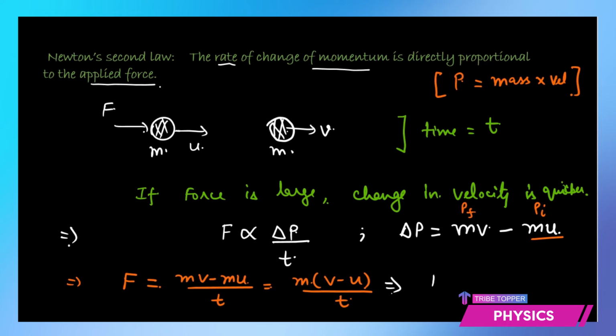This tells us that force is mass times acceleration. So the second law is also stated as force is mass times acceleration. In a way, the second law gives us a mathematical definition for force. First we defined force as a push or a pull, but now mathematically it is expressed as mass times acceleration.